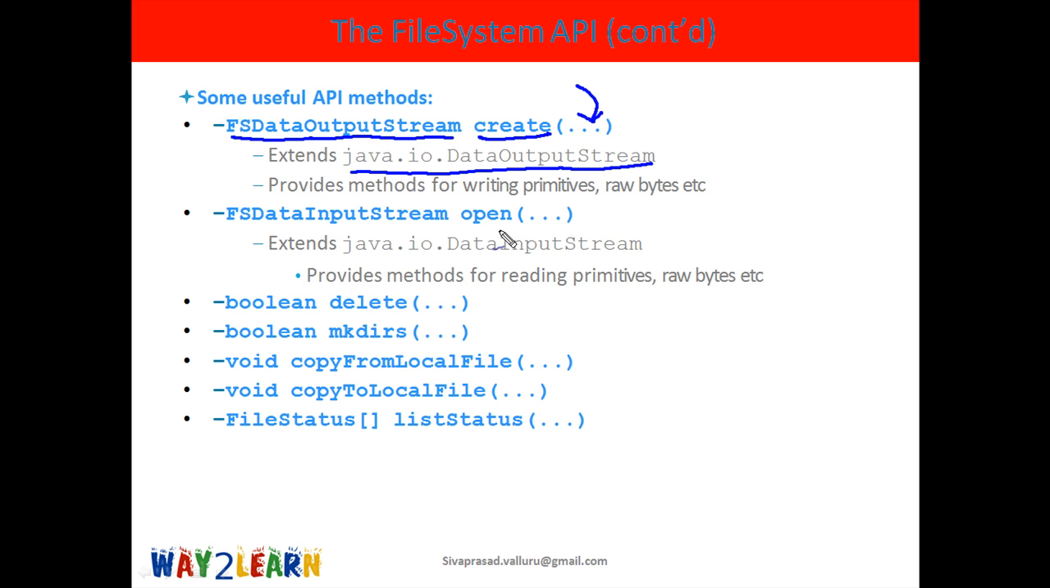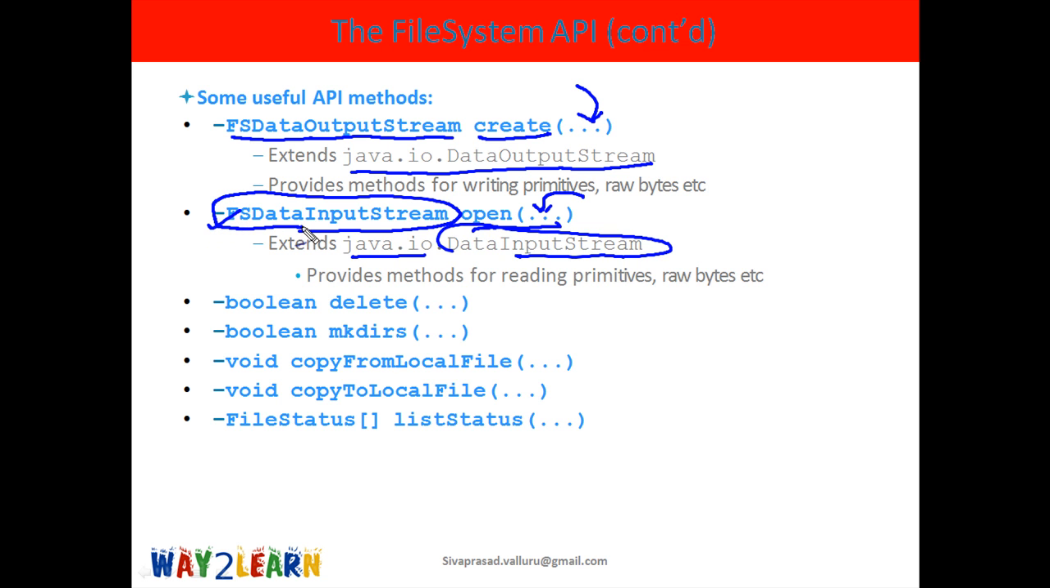Similarly, if you want to read a file, you call FileSystem.open and pass the Path object pointing to the file. You will be returned an FSDataInputStream object, which internally extends java.io.DataInputStream. By using this input stream object, we will be able to read the data. Similarly, there are methods for deleting a file, creating directories, copyFromLocal, copyToLocal, listStatus, etc. Let us see the usage of each method one by one.